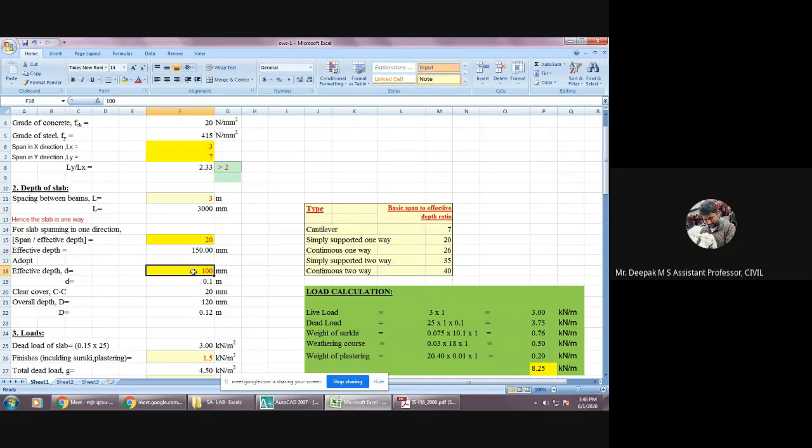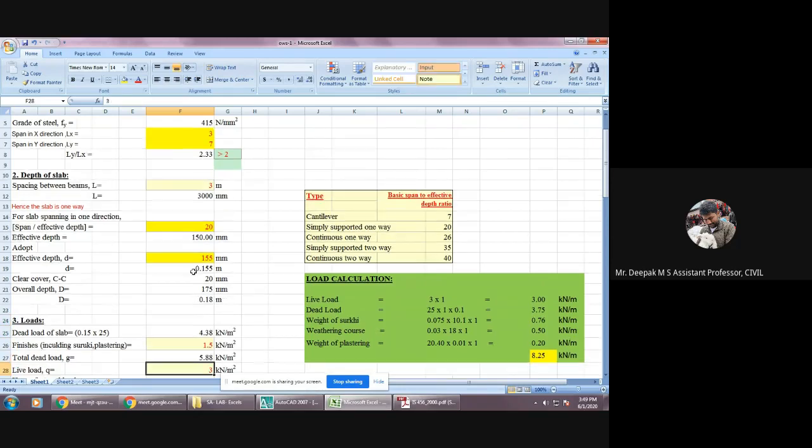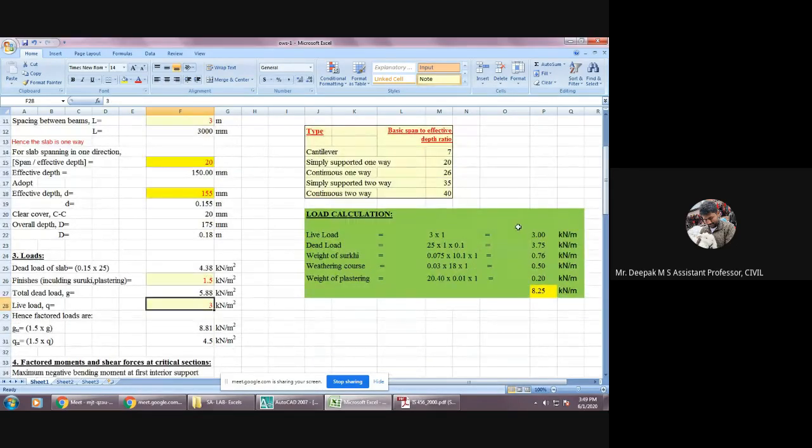See the effective depth here required is 100 mm. Say imagine I'm providing 125. I'm providing 150 mm, that is the effective depth required. Along with that 20 mm is the cover, so I am rounding it off to 155 mm as effective depth. Now I am getting the overall depth as 175 mm. Now we have to calculate the load. So the load will be calculated as such.